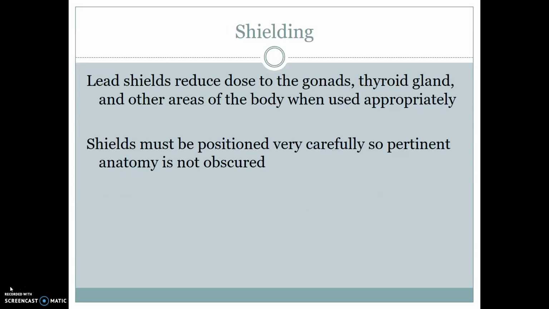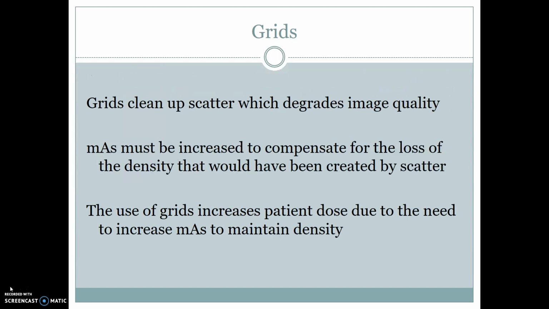Lead shields reduce dose to the gonads, thyroid gland, and other areas of the body when they're used appropriately. Shields must be positioned very carefully so pertinent anatomy is not obscured. Grids clean up scatter, which degrades image quality. mAs must be increased to compensate for the loss of the density that would have been created by scatter. The use of grids increases patient dose due to the need to increase mAs to maintain density.